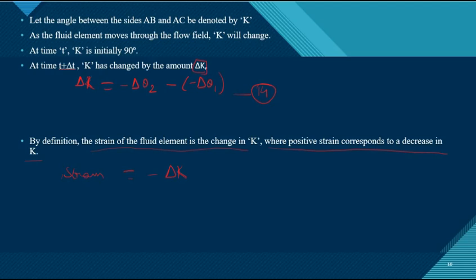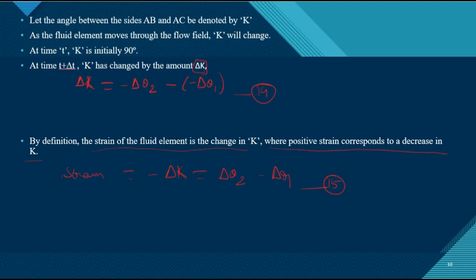Which means, what will be the strain? There will be a decrease in K. Am I right? Yes. So that would be delta theta 2 minus delta theta 1, correct? Because positive strain corresponds to a decrease in K, and if I take the negative of delta K, then it would be written mathematically in this form. That would be equation 15.